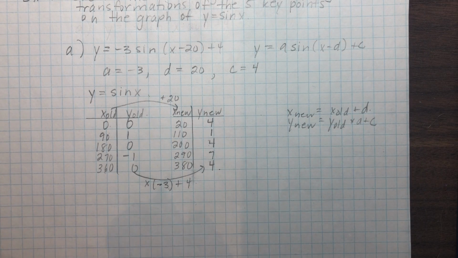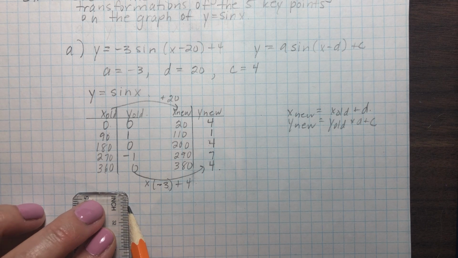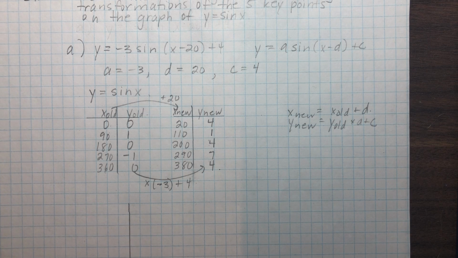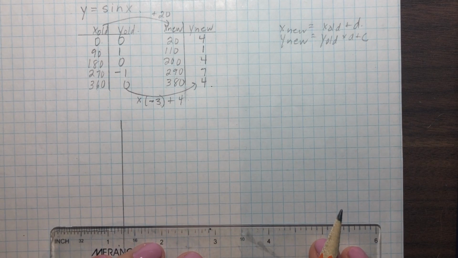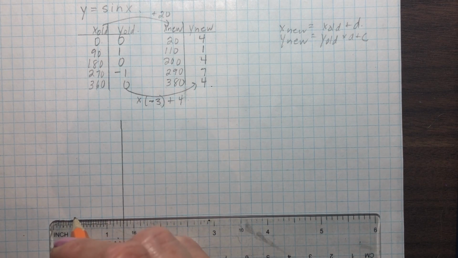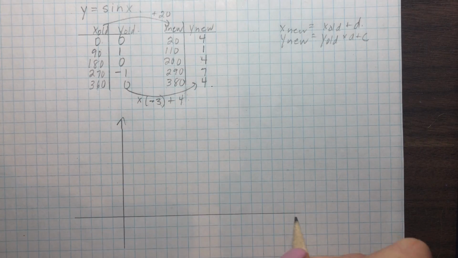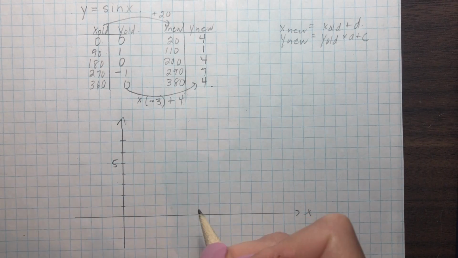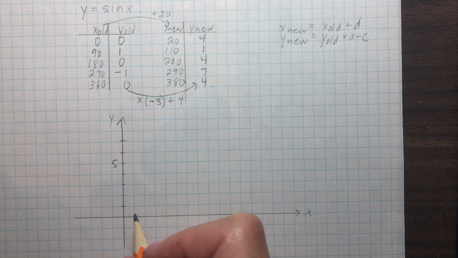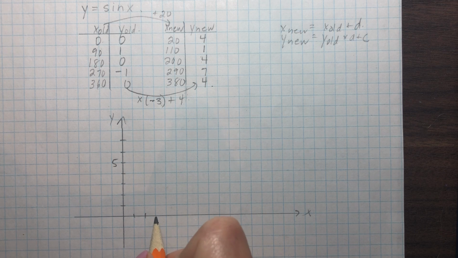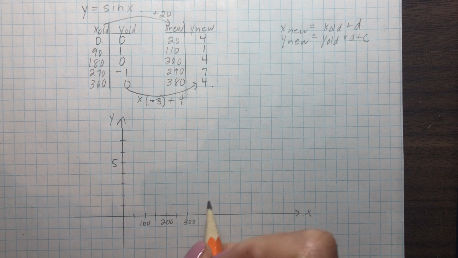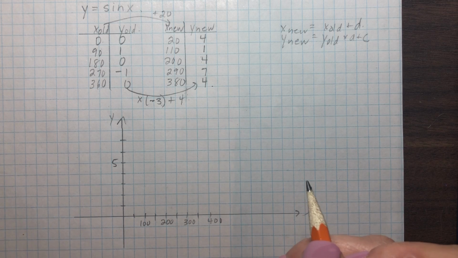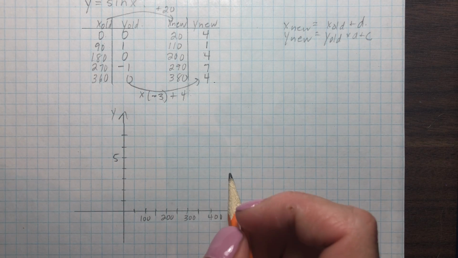Now it's just a matter of plotting these points on a graph. So I will scale the x-axis by 50s, and then the y-axis by 1s. And now we're ready to plot the points.